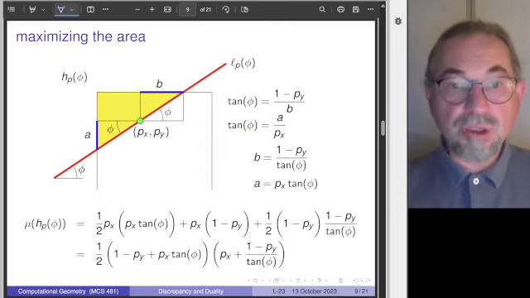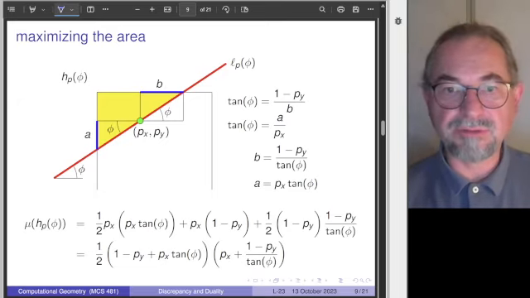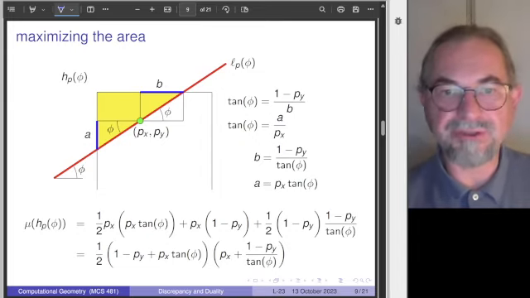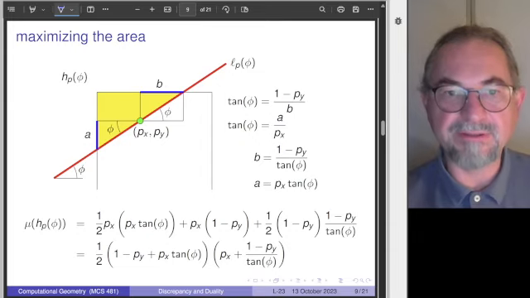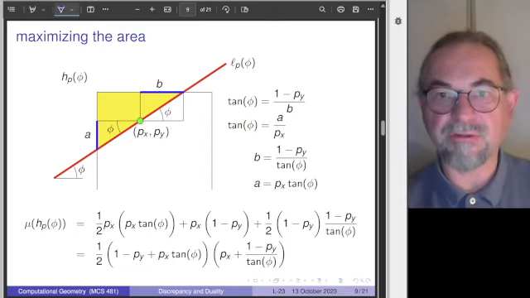Then we have two triangles. The triangles are determined by this angle. We have the tangent that is defined by 1 minus py over the b, the b that I have defined here. And then we can also work with the a over the px. So we have these expressions for the tangent of phi.